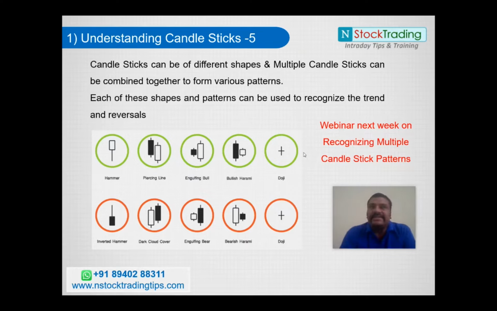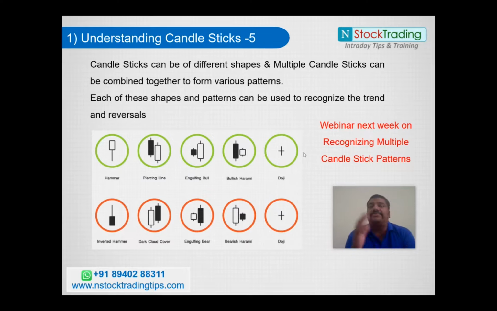Actually, candlesticks can be of different shapes, and we can also have multiple candlesticks together. They can be combined to form various patterns. Each of these patterns has a different meaning, and each of these shapes and patterns can be used to recognize whether the trend is continuing or reversing, and all these things.